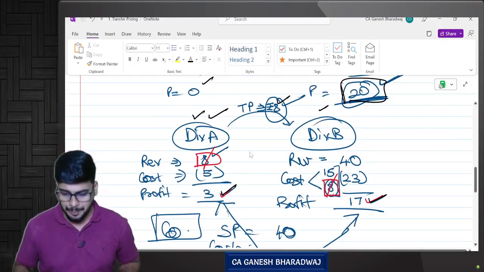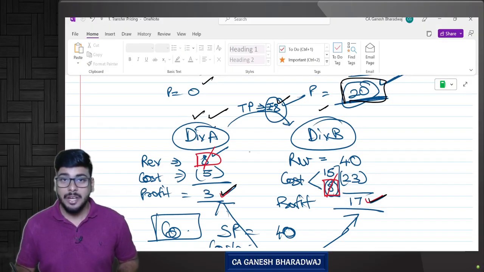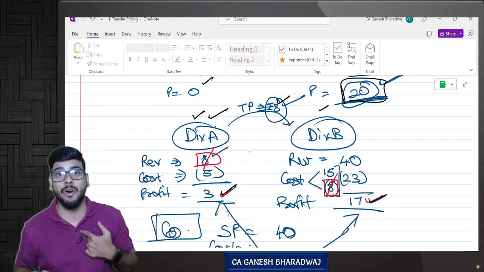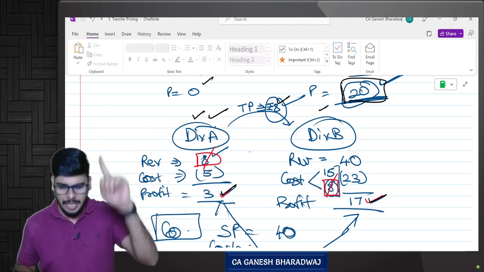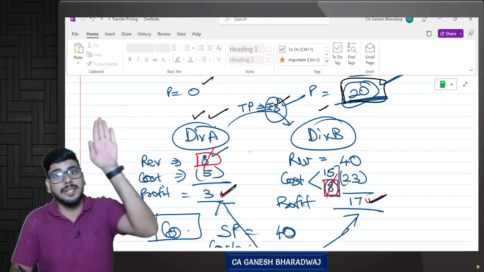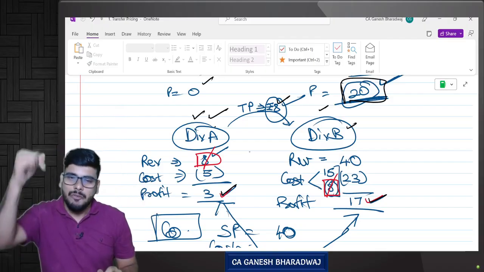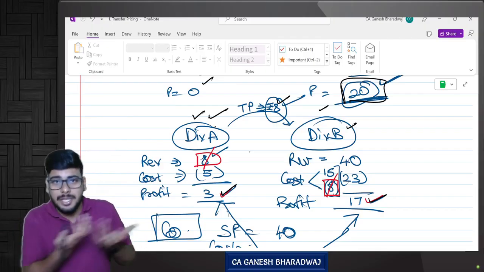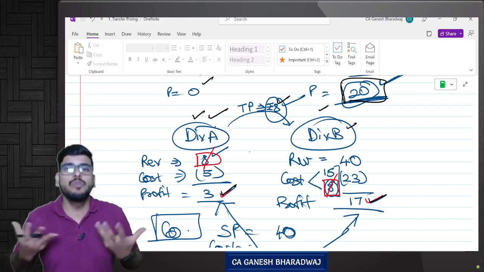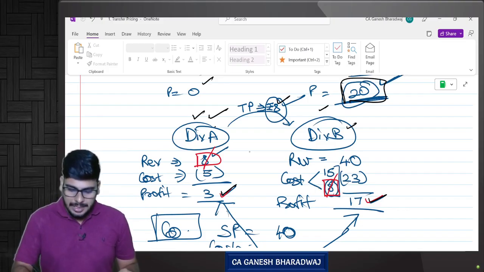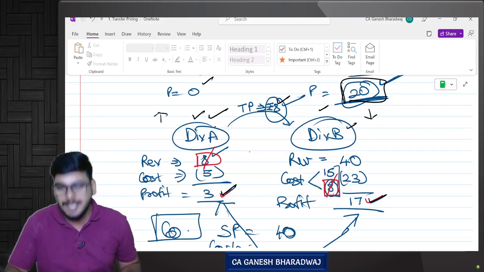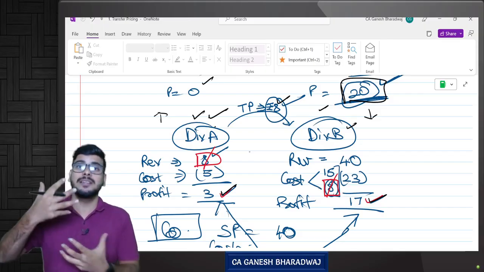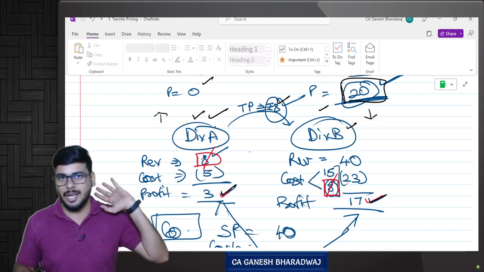Division A will always want a higher transfer price. Why? Because transfer price is a revenue for whom? The supplying division, correct? So division A will always want to fix the transfer price higher, whereas division B will always want to fix the transfer price lower. Why? Because transfer price is a cost for the receiving department, correct or not? Then how will this transfer price be fixed? This guy wants a higher transfer price. This guy wants a lower transfer price. Between the divisions, there could be a clash. So there are different methods by which your transfer price can be fixed. Are you clear with this?